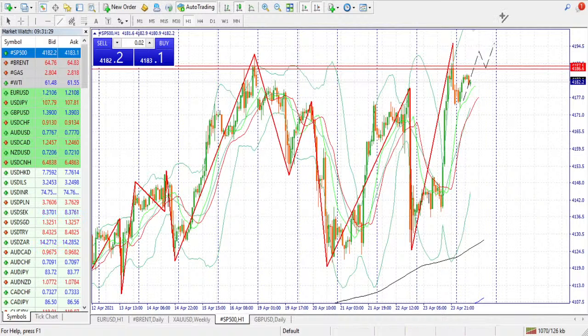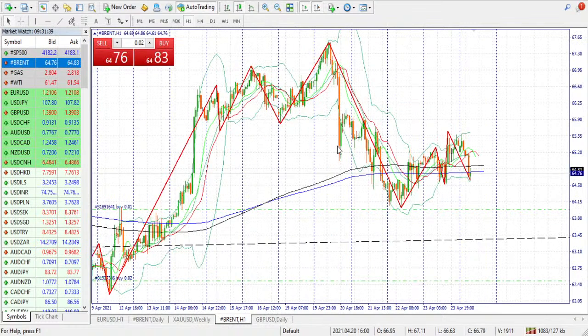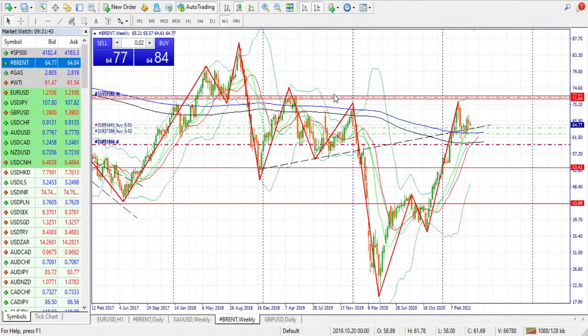So this will be a good place where we want to look for a buy from. The next chart is GBP European Brent oil. So Brent oil, so far we took a buy some few days ago. We are still holding on to that position.